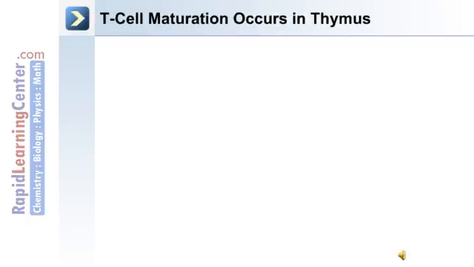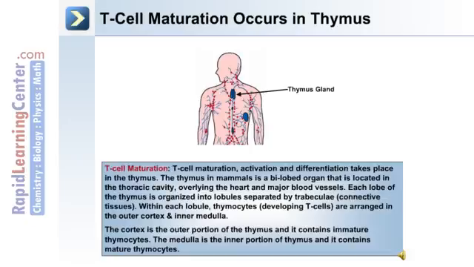T cell maturation in the thymus. T cell maturation, activation, and differentiation take place in the thymus. The thymus in mammals is a bilobed organ located in the thoracic cavity, overlying the heart and major blood vessels. Each lobe of the thymus is organized into lobules separated by trabeculae.